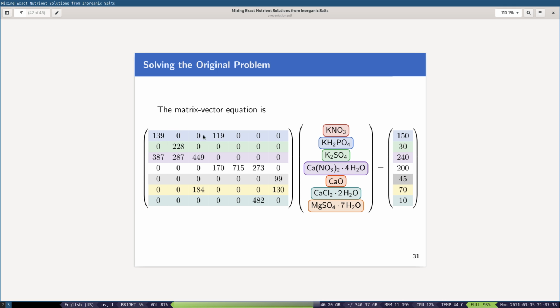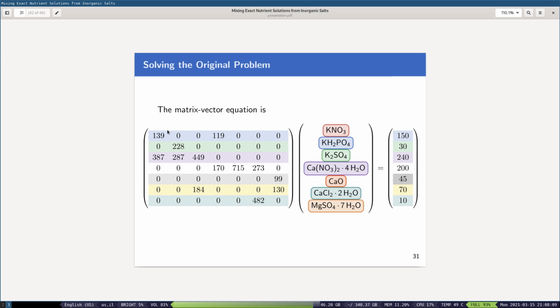So let's look here at the first row only. The first row of this matrix, which is the mass fraction matrix, composed of mass fraction vectors, which are the columns, stands for nitrogen. So it's the nitrogen fraction of each of the salts. And remember, in order to get the first element in the resulting vector, we multiply the first row by the entire column vector here.